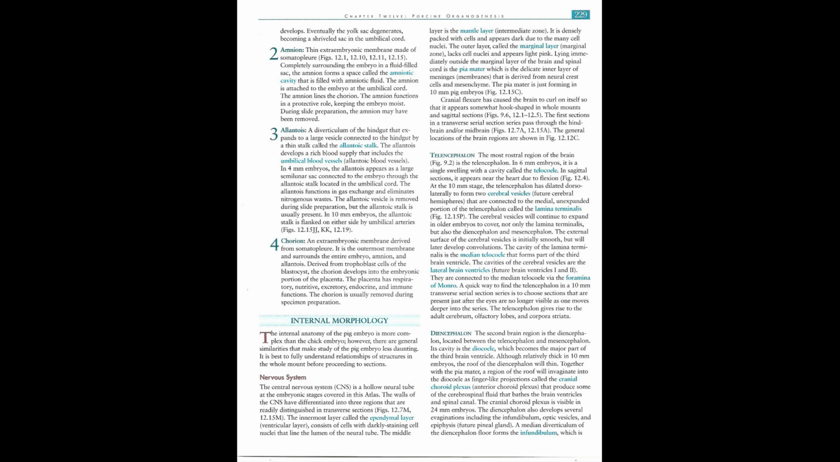Nervous system. The central nervous system, CNS, is a hollow neural tube at the embryonic stages covered in this atlas. The walls of the CNS have differentiated into three regions that are readily distinguished in transverse sections, Figs 12.7 m, 12.15 m. The innermost layer, called the ependymal layer, ventricular layer, consists of cells with darkly staining cell nuclei that line the lumen of the neural tube.